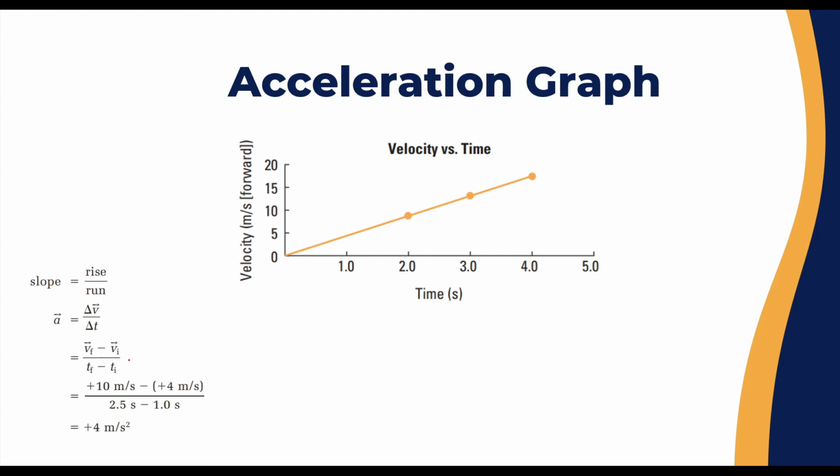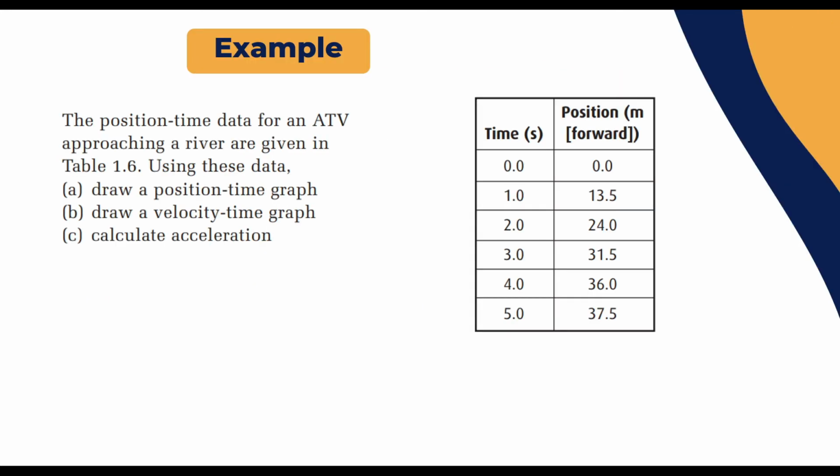So following the acceleration equation, v final in this case at 4 seconds was 15 meters per second, minus v initial, which was 0, over t final, which was 4, minus 0. That would give you 15 over 4 meters per second squared.